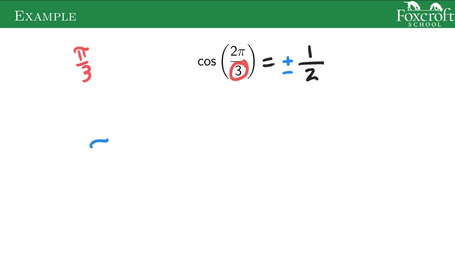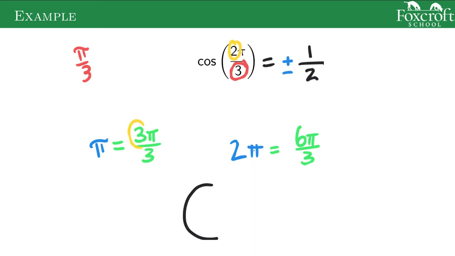The way I like to do it is I think about pi and 2 pi, because that's my cutoff for the half circle and my cutoff for a full circle. And what I'm going to do is rewrite these using the same denominator as my angle. So pi is 3 pi over 3, and 2 pi is 6 pi over 3. And now I see, well, 2 pi over 3, 2 is a little less than 3. So if I think about my unit circle, pi is the half circle. I've gone a little bit less than the half circle, so I haven't made it all the way around to here yet. I'm somewhere there. That's how I know that this angle is going to be in quadrant 2.